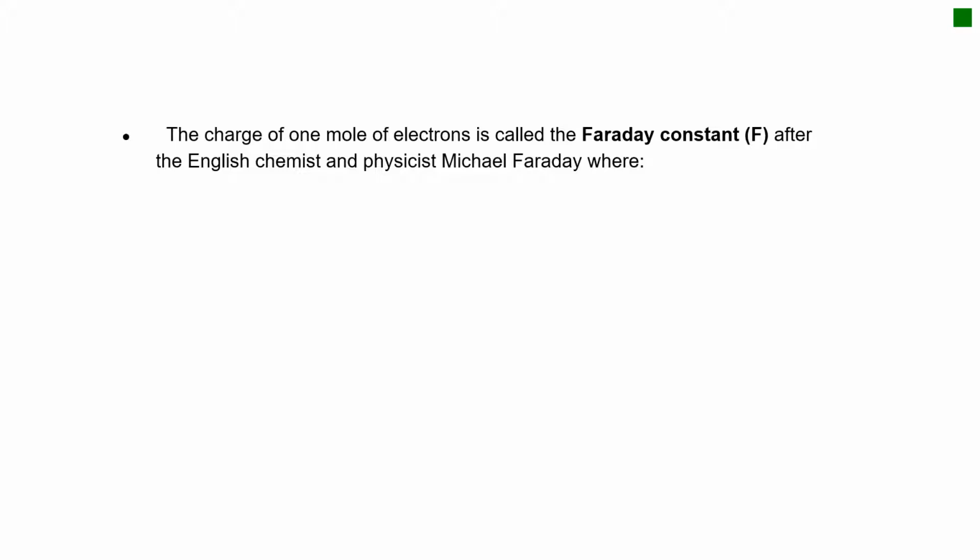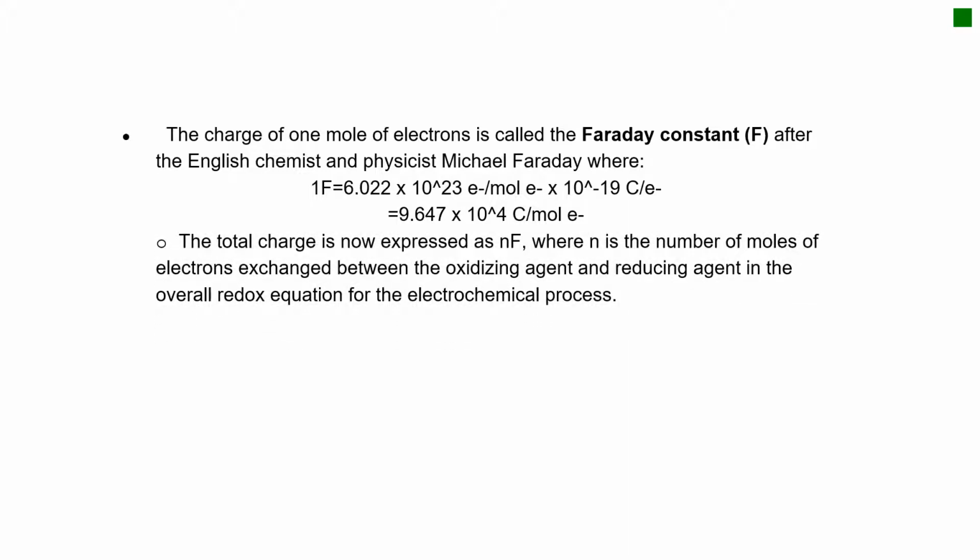So the charge of 1 mole of electrons is called the Faraday constant, or F, and it is named after the English chemist and physicist Michael Faraday, where 1F equals Avogadro's number times the elementary charge of 1.602 times 10 to the negative 19th power, which will equal 9.647 times 10 to the 4th power coulombs per mole. So the total charge can now be expressed as nF, where n is the number of moles of electrons exchanged between the oxidizing agent and the reducing agent in the overall redox equation for the electrochemical process.